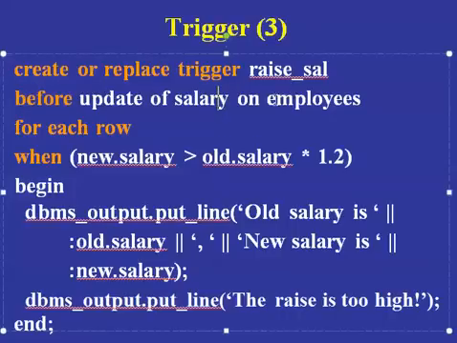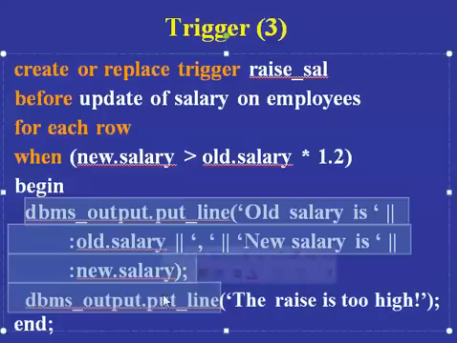So before that happens, we check for this, and we say if the new salary is greater than the old salary times 1.2, that means they want to increase the salary by more than 20%. Then we display the message. So this is the action. This is illustrating the event, the condition, and then my action, in this case just displaying a message that says that's too high and that's not allowed.